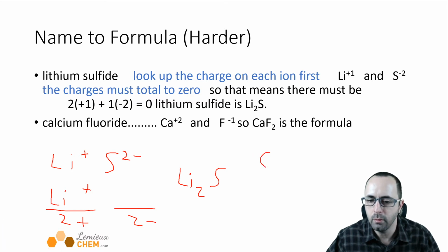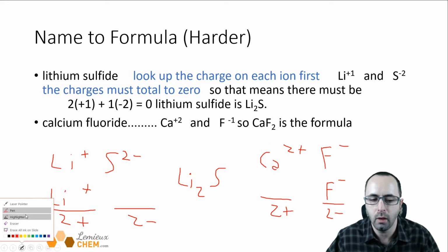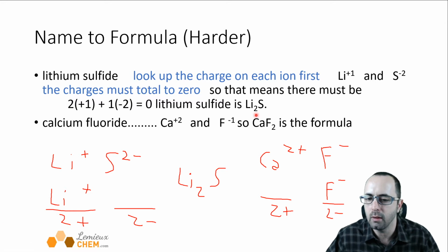Calcium is +2, Ca2+, and fluoride is -1. So here we've got 2 positives and 1 negative. We can't change the charge here, but we can add another one, F-. We get 2 negatives to go with our 2 positives. So we can see that the formula should be 1 calcium and 2 fluorines, which is what you see right here. 1 calcium, 2 fluoride ions.